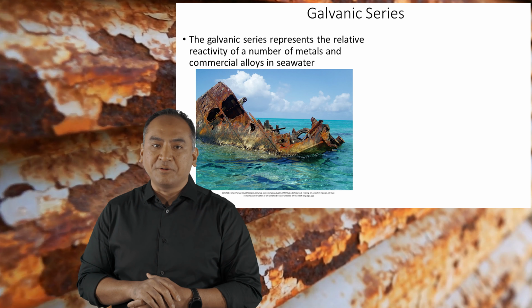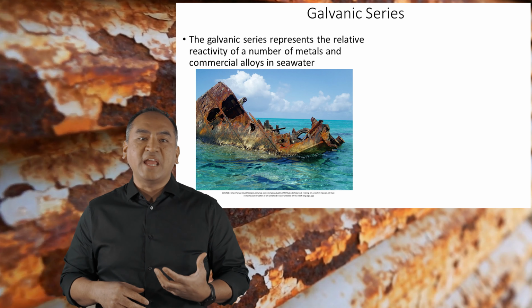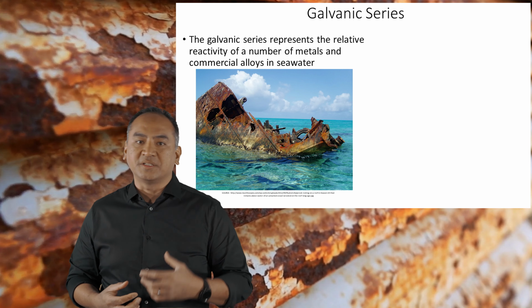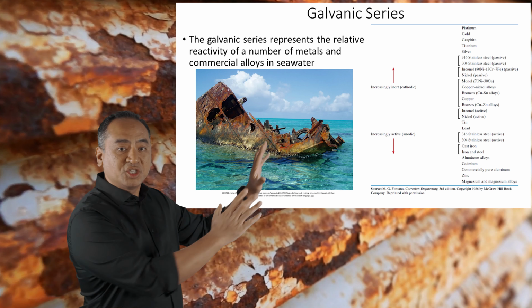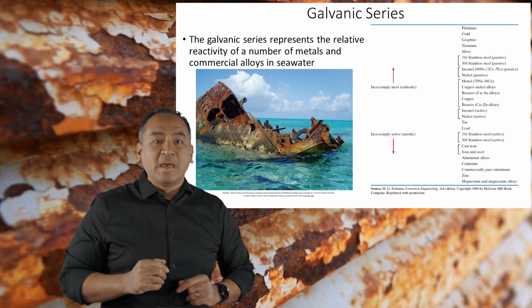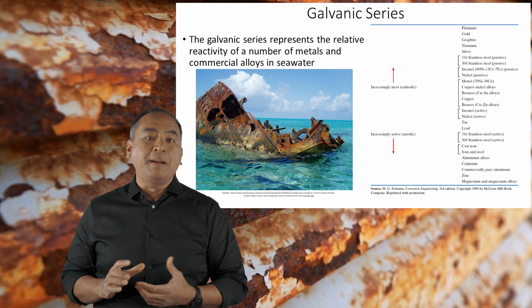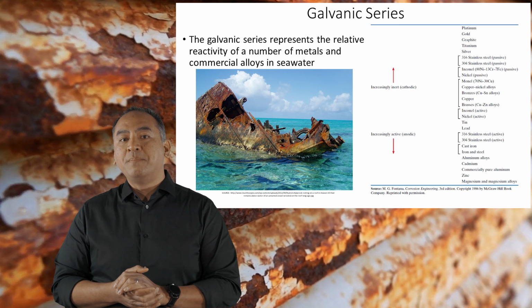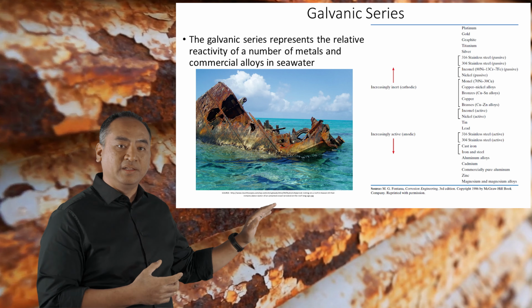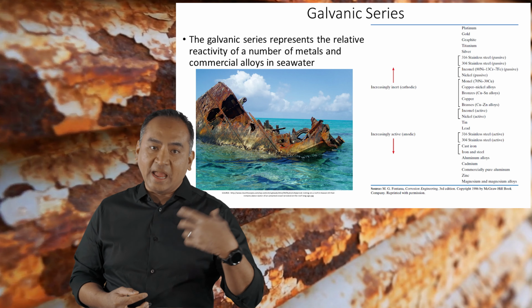The galvanic series represents the relative reactivity of a number of metals and commercial alloys in seawater. The galvanic series is shown here. Metals and alloys that are near the top of the series are increasingly inert or cathodic, while metals and alloys near the bottom of the list are increasingly active or anodic.